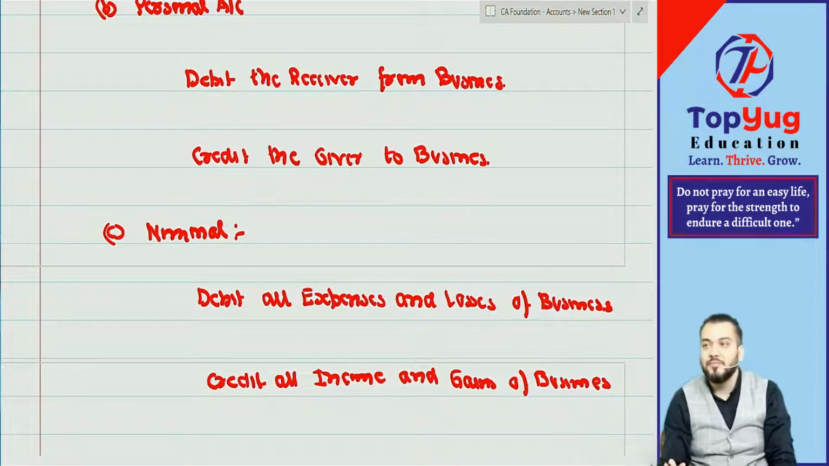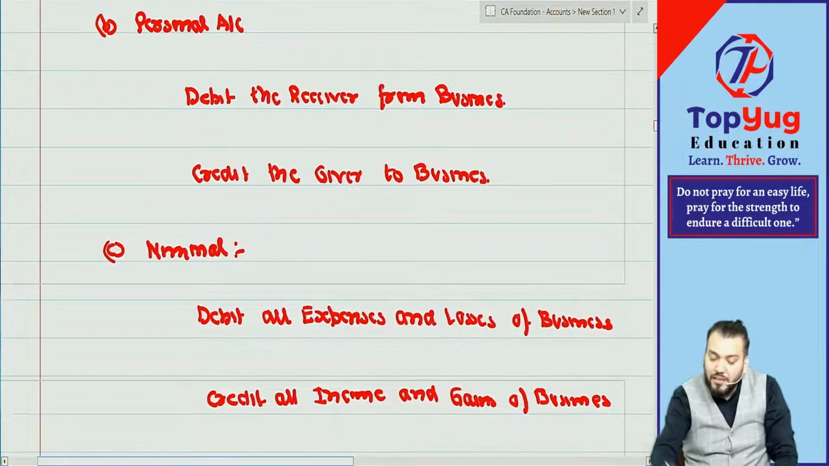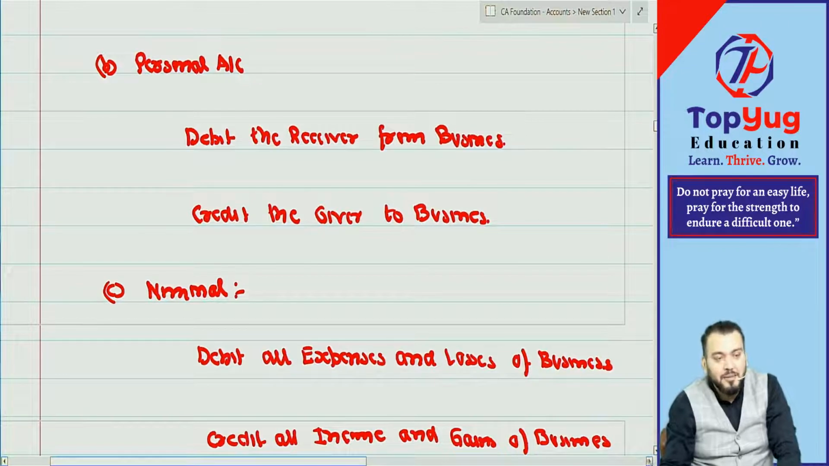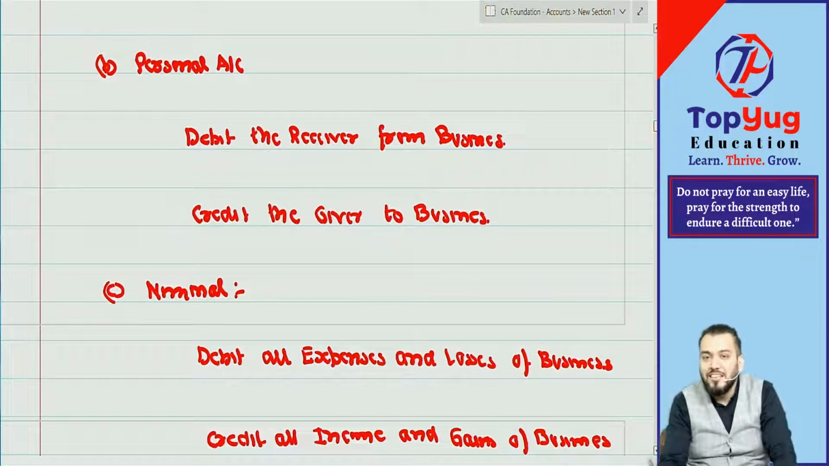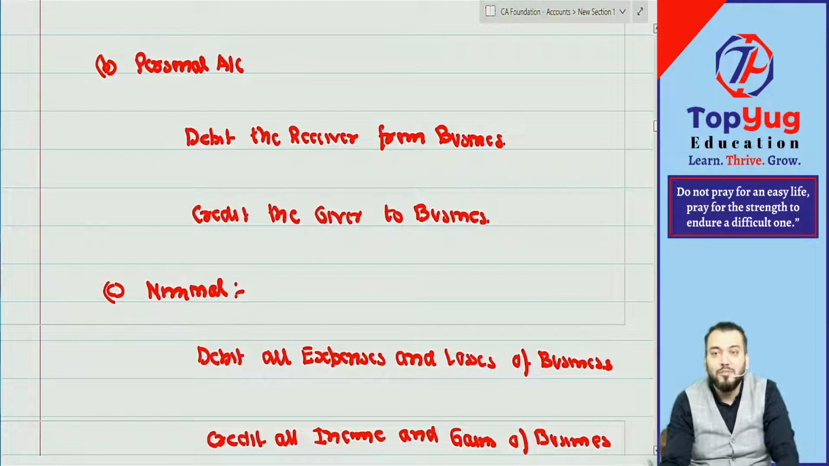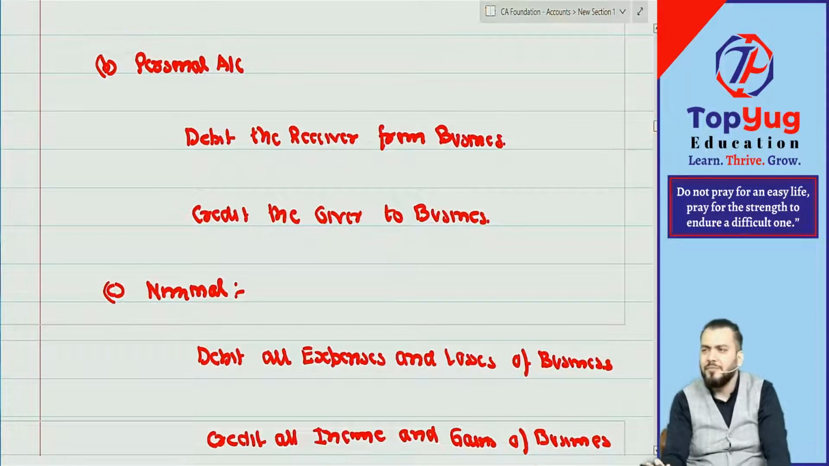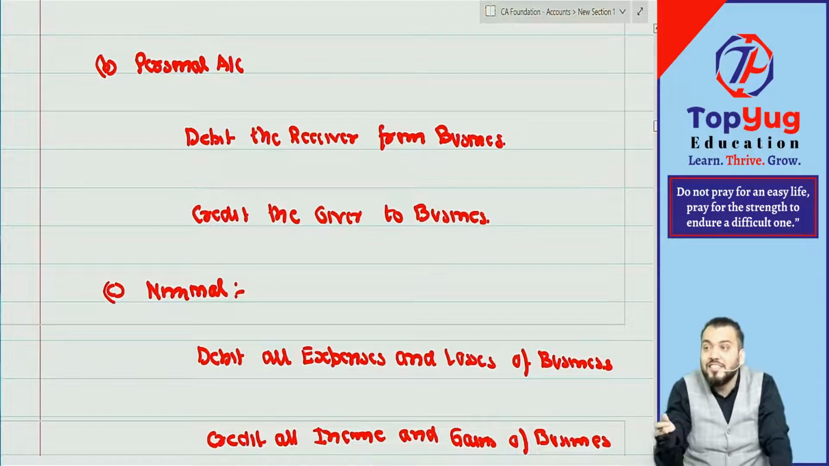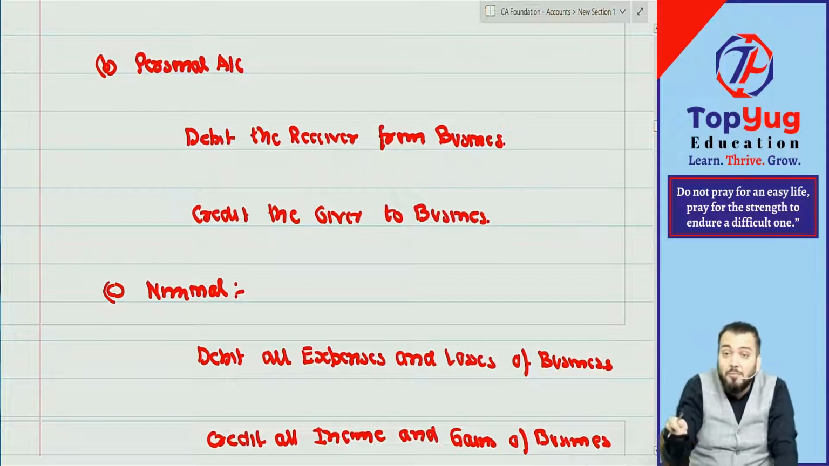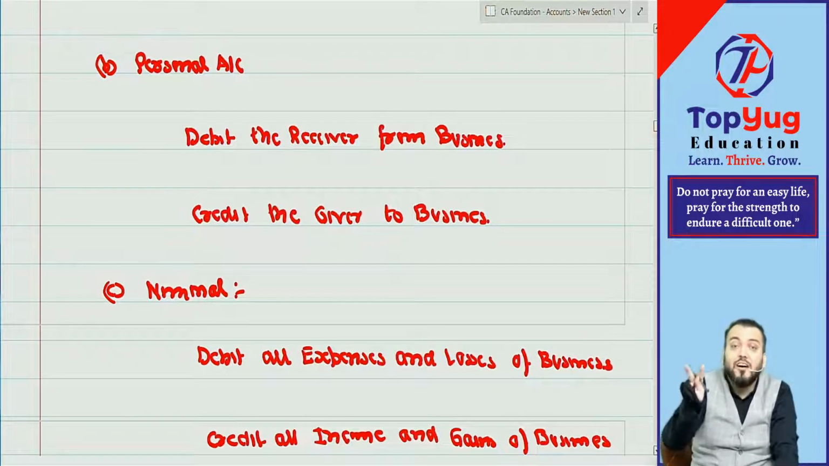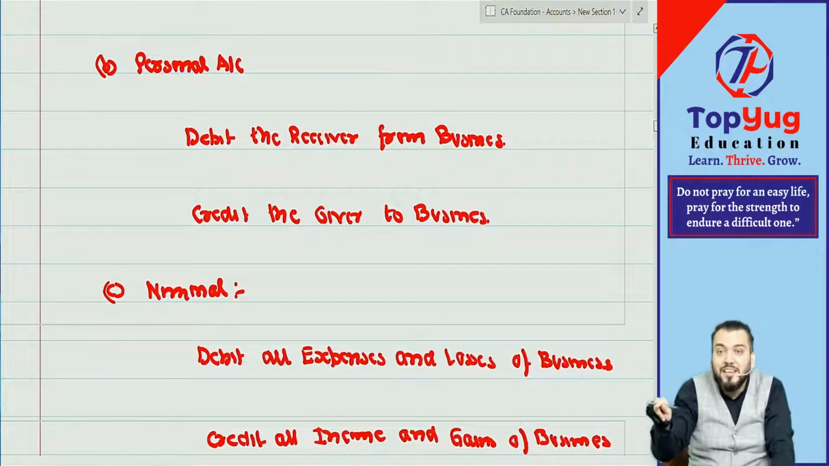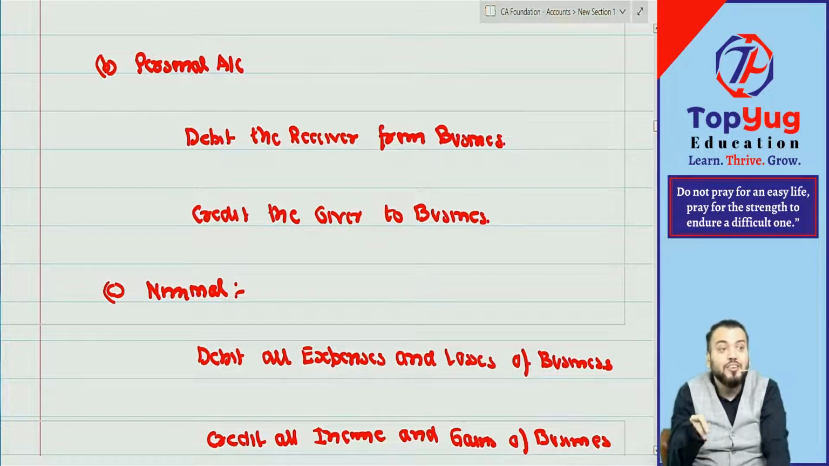Simple rule. Can you repeat with me, what is the rule for personal account? Debit the receiver, credit the giver. What is the rule of real account? Debit what comes in, credit what goes out. What is the rule for nominal account? Debit all expenses, credit all income. Simple. But we need to apply this rule in a transaction, because we record transactions. In a transaction, one aspect will be debit, the other aspect will be credit.